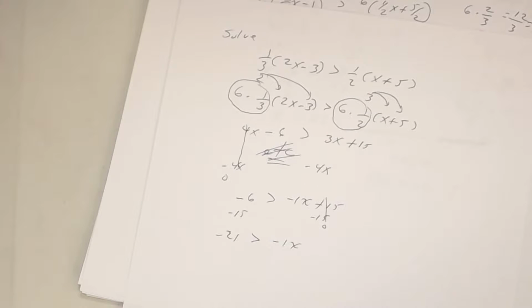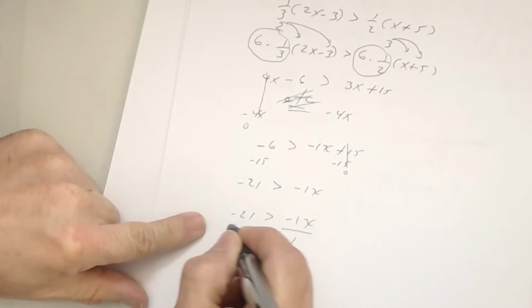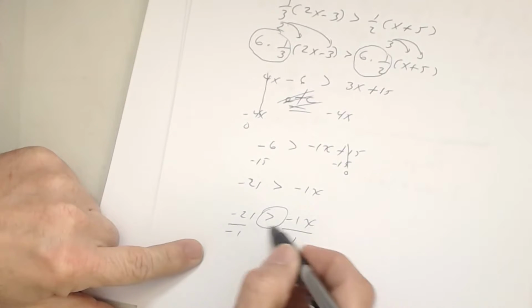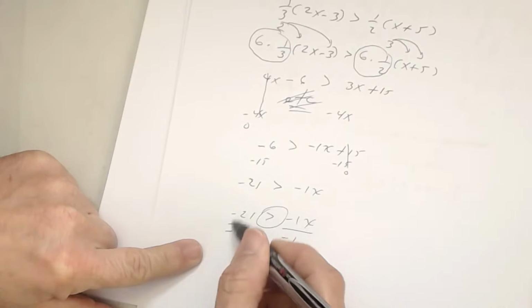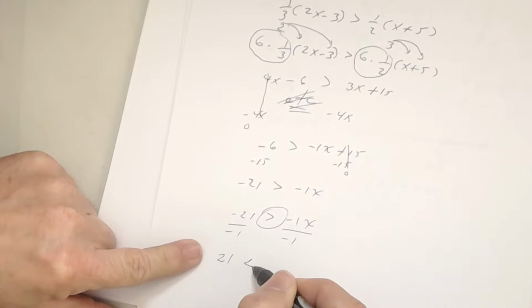All right, so I've got to get x by itself. This is not x. This is negative x. So how do I get x by itself? Divide both sides by negative 1. So I'll rewrite this over. Now remember, I'm dividing by a negative number, so circle this to remind you to reverse it. So what's a negative divided by a negative? So this side is 21 is less than x.